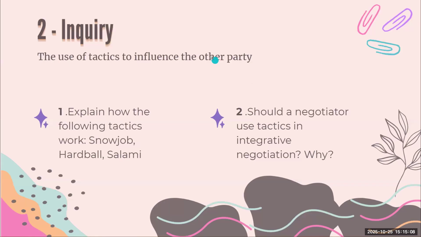Thank you, Daniel. I'm not well prepared actually, but let me try at least. Question number one: explain how the following tactics work. First is snow job, no idea. Second one is hardball, no idea. Salami, it might be, let's say, when you go for a negotiation for certain countries or for a certain context, there is some sort of contribution. It might be monetary, it might be non-monetary. So those kinds of acts or activities may link to salami. That is my understanding, I might be wrong.